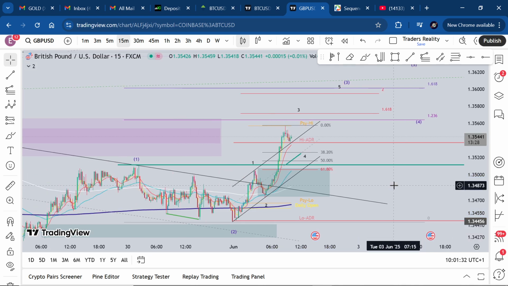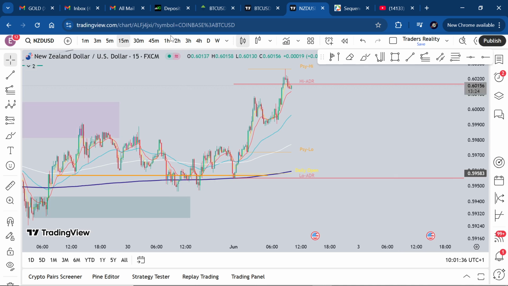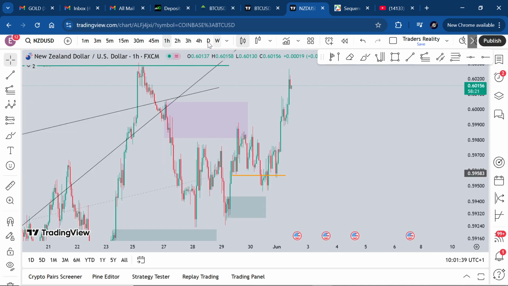And it could go the same way with EURUSD. Let's get that daily on the NZDUSD, all right?